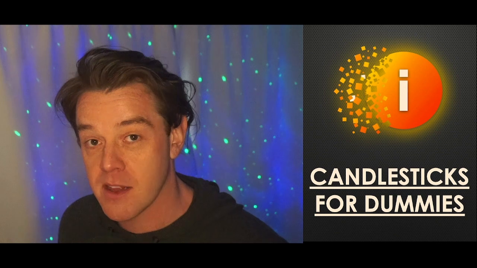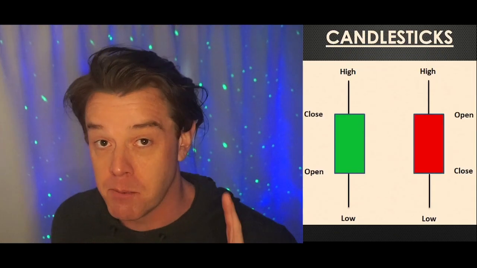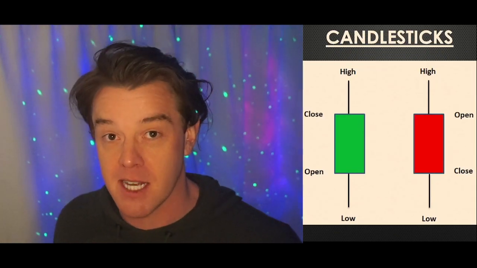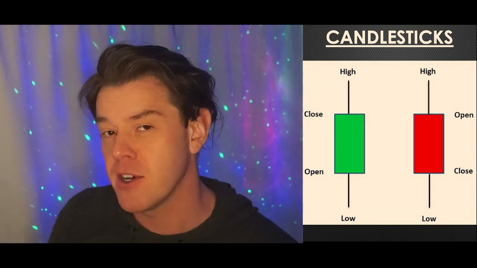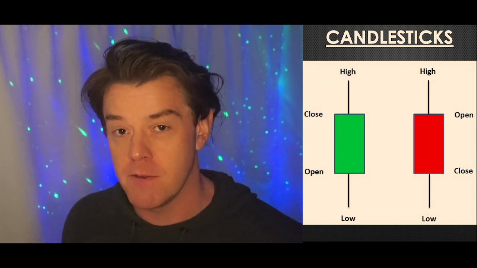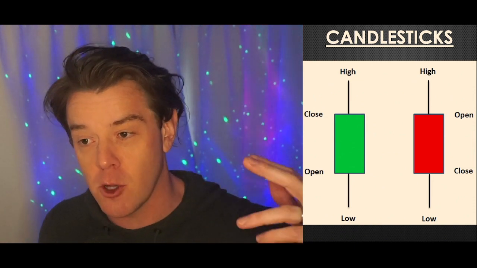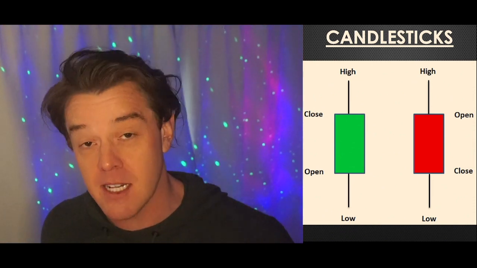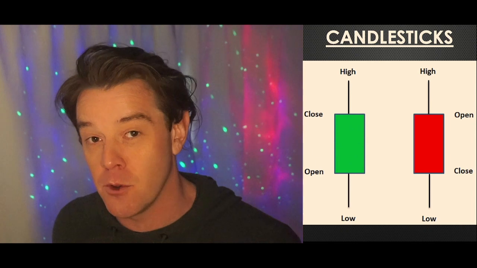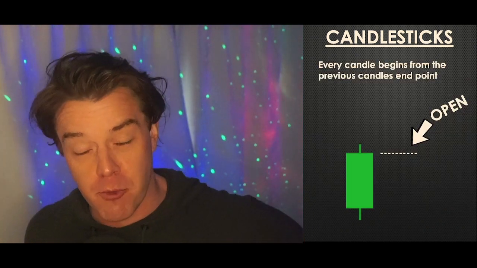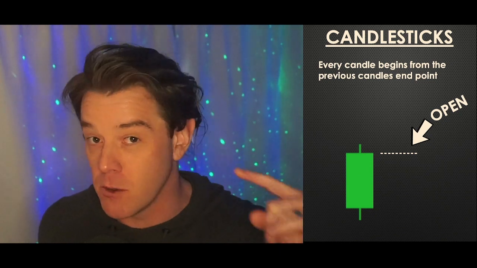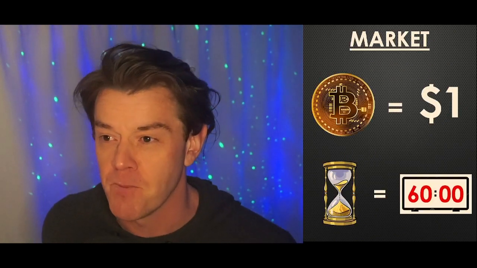The way that we're going to start this is by telling you a story. But first, let's get some details out of the way. A candle is representative of one period of time. It's made up of four things: the high, the close, the open, and the low. By the end of this video, you're going to understand exactly what all those things mean. So, the candle opens from the previous candle's end point. I want you to remember that for later, okay?